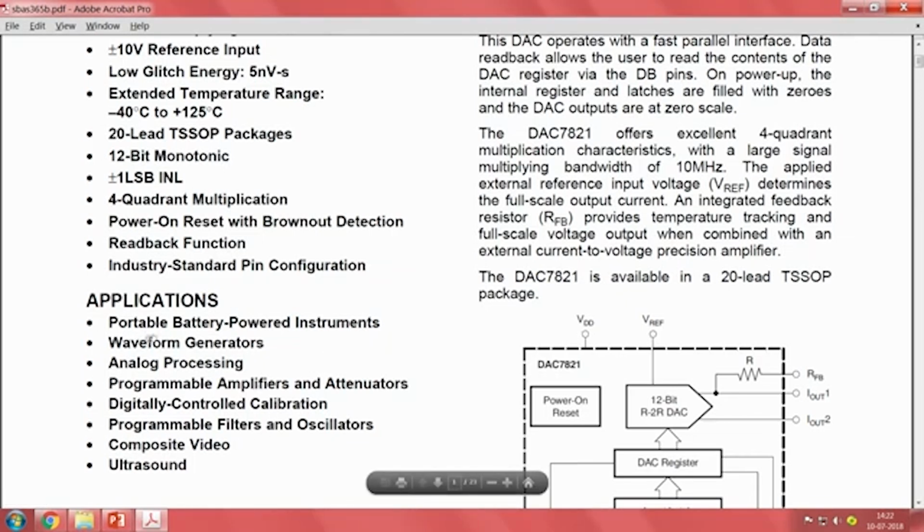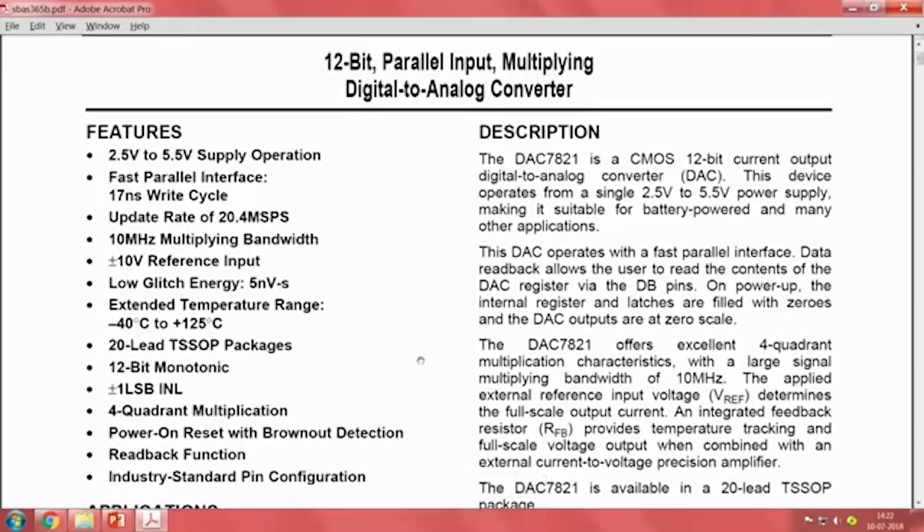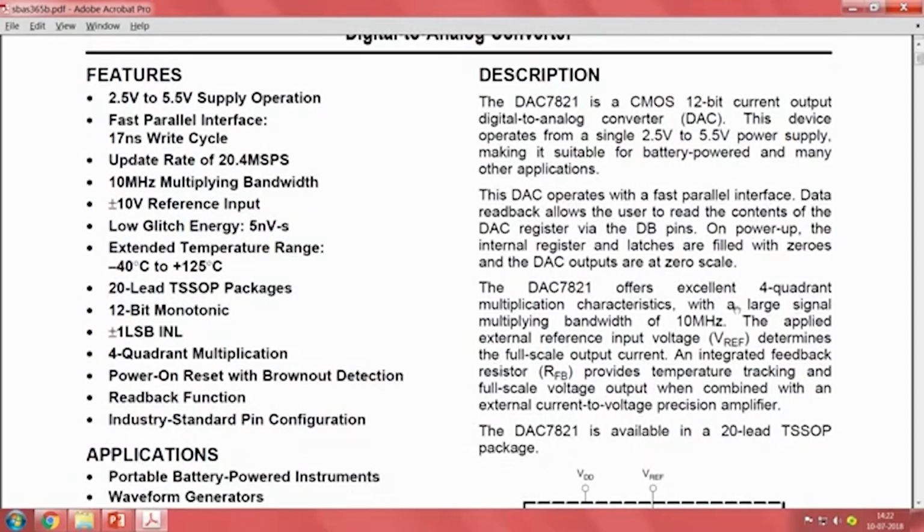It can be used for portable battery powered instruments, waveform generators, analog processing, programmable amplifiers and attenuators, digitally controlled calibration, programmable filters and oscillators, composite video, ultrasound, like this. Then this is a description. I am not going into the full details of it, otherwise it would be like reading the data sheet to you. So, that is fine. Whatever we have discussed, only that they have discussed here: the reference voltage, the supply voltage, all those things.